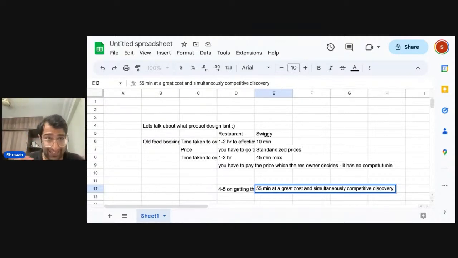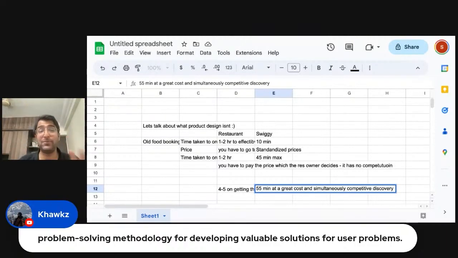Now, second question, what is product thinking? तो फर्स्ट प्रिंसिपल थिंकिंग हमने डिसाइड कर लिया, it is finding the hypothesis which essentially adds value to people's life, and we say it is going to stay true for a significant amount of time. That's your first principle, right? What is product thinking? Problem solving methodology for developing valuable solutions for user problems.